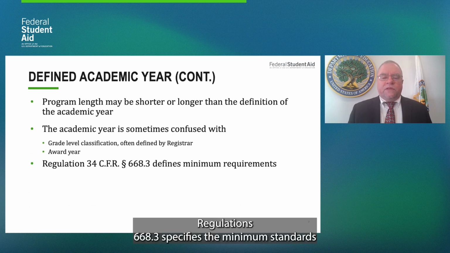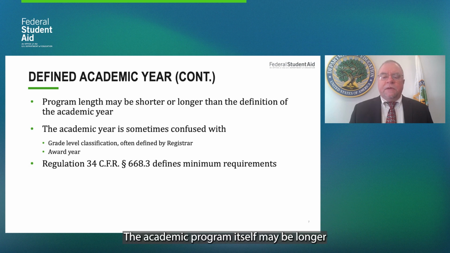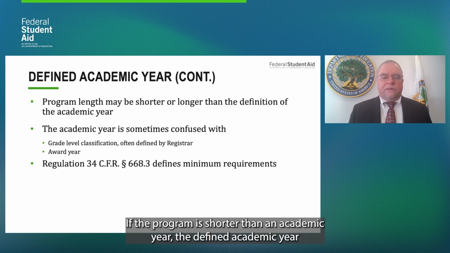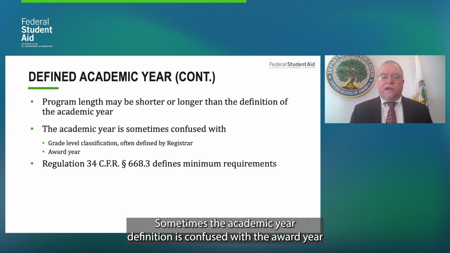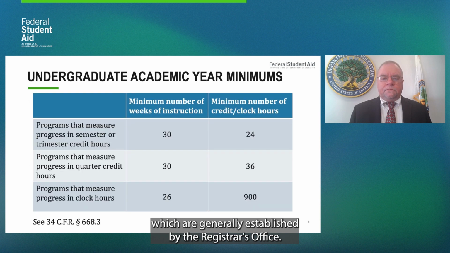Regulation 668.3 specifies the minimum standards for an academic year definition for Title IV purposes. The academic program itself may be longer or shorter than the defined academic year. If the program is shorter than an academic year, the defined academic year must still meet the minimum definition specified in the regulations. Sometimes the academic year definition is confused with the award year or the standards for grade level progression, which are generally established by the registrar's office.